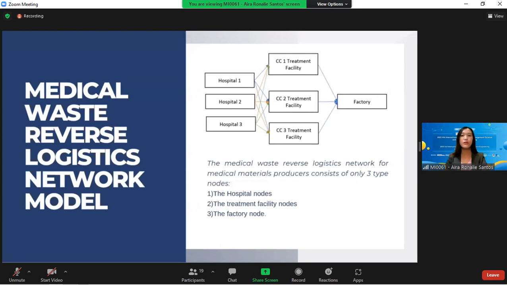So the medical waste reverse logistic network design of this paper consists of three types of nodes. So the hospital nodes, the treatment facility nodes, and the factory node. The location problem of the treatment facilities is discussed involving transportation, fixed costs, and operating costs in the network.